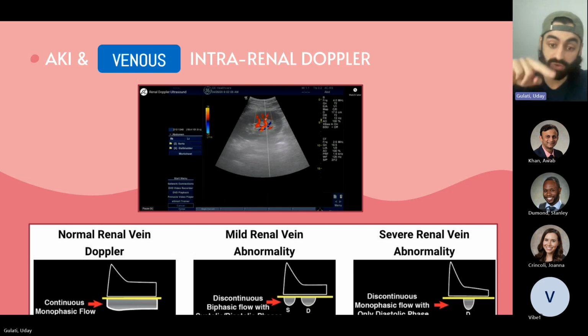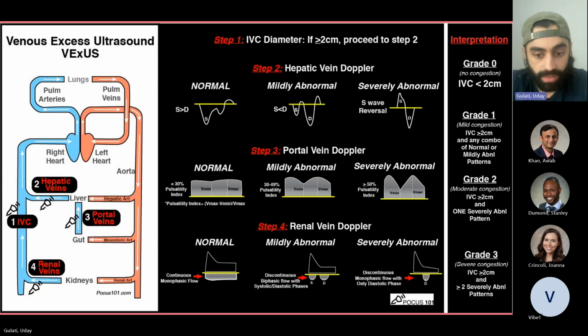Initially, you'll see two patterns, the S and the D. And if you only see one, that's grade 3, meaning you're only seeing your diastolic return because your systolic flow has gone the other way. So this, in summary, kind of summarizes your VEXUS protocol.